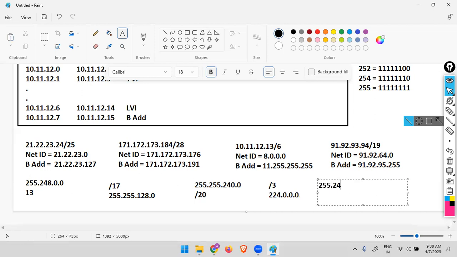What about 255.248.0.255? What is the slash value? Not a valid subnet mask. Why? All ones should be on the left, all zeros should be on the right. So 0 will never come in between. But still some people got confused, I guess. Or do you always remember? This is an incorrect subnet mask. Okay.